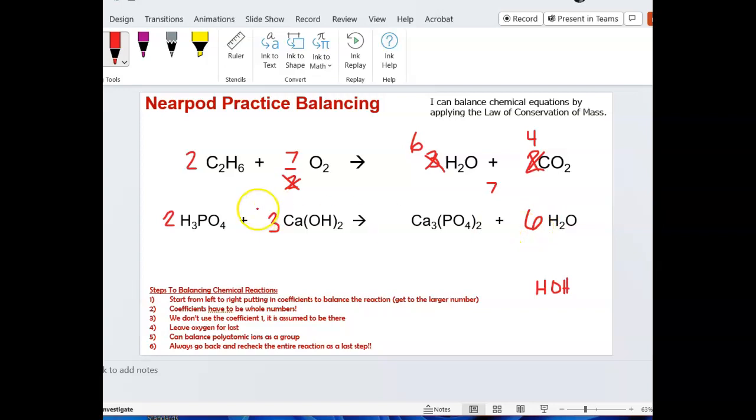And so now I have 3 times 2, 6 hydrogens here, and 3 times 2, 6 hydrogens here, so that's 12. 6 times 2 is 12. I have 3 times 2, 6 oxygens here and 6 oxygens here, so that works. I didn't count the phosphate oxygen because I already balanced that with the phosphate.